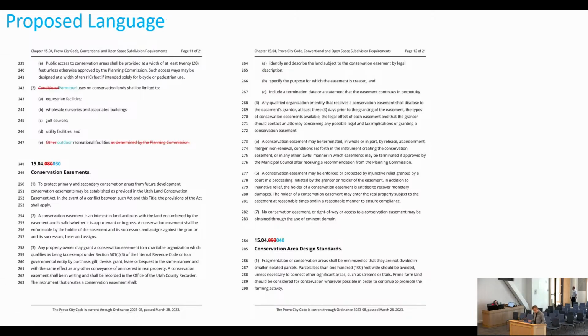Let me see the lines before that and take a look here. It's talking about conservation areas.